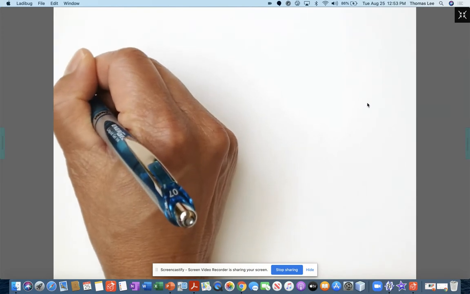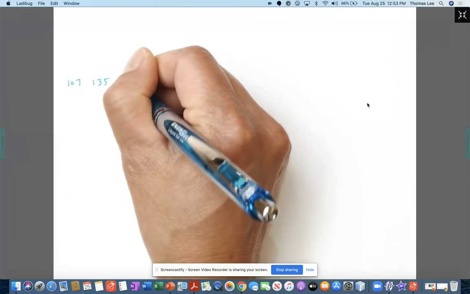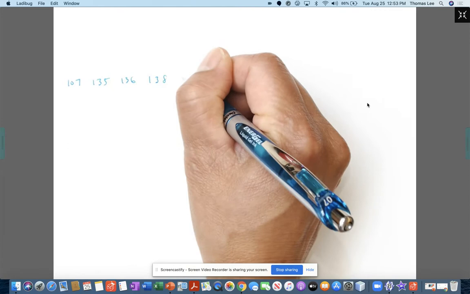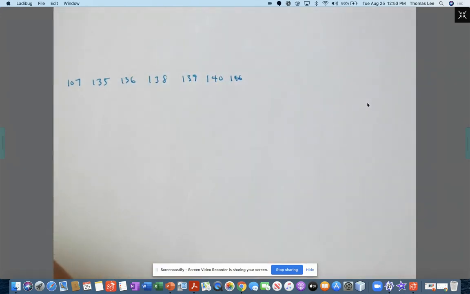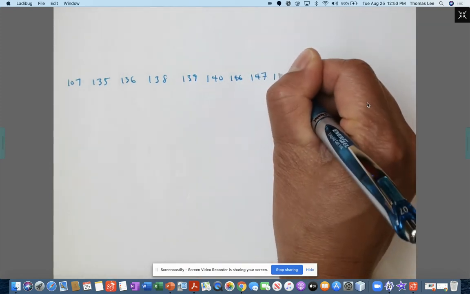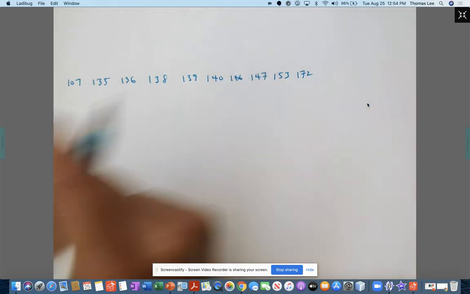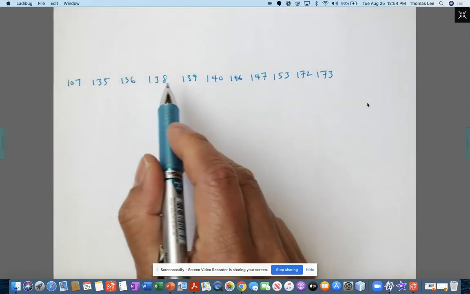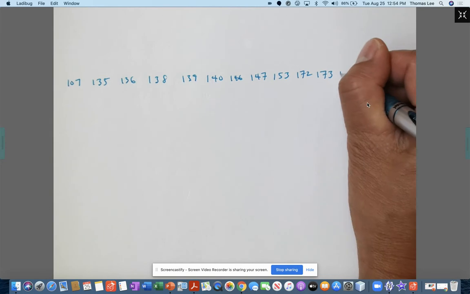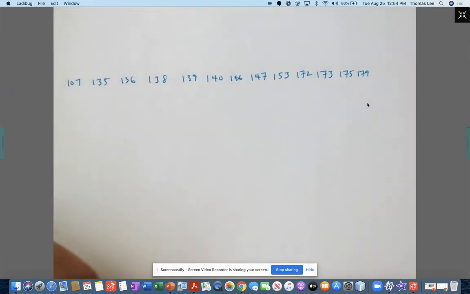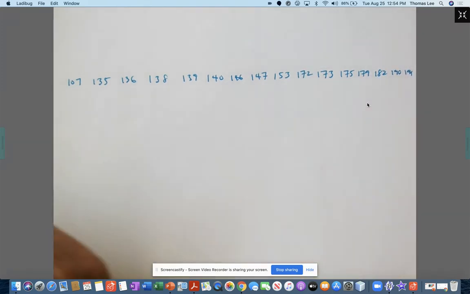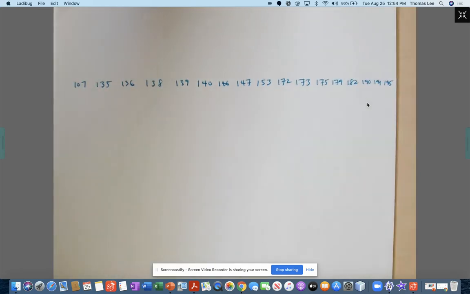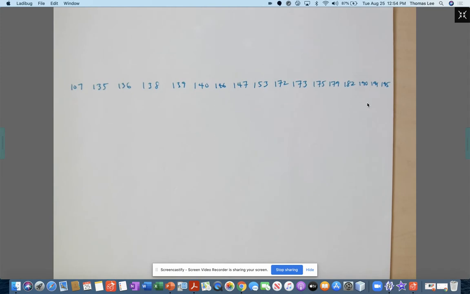So I have 107. Okay, so there is all 17 observations. Okay, and then I'm going to find the median of this observation.